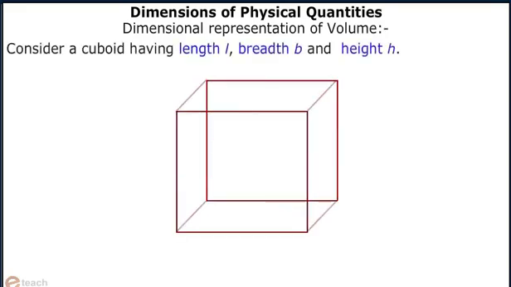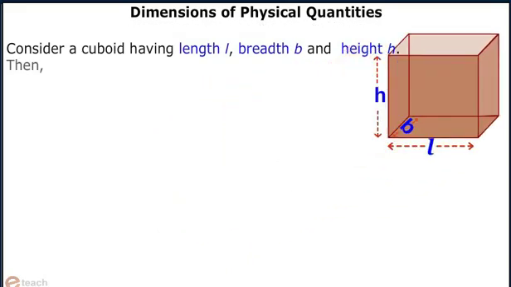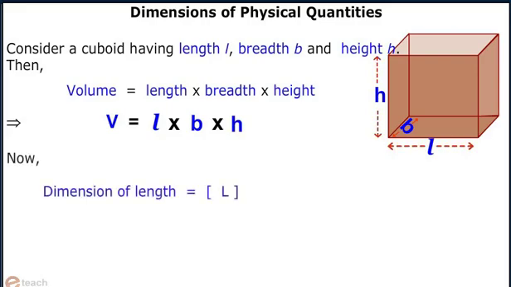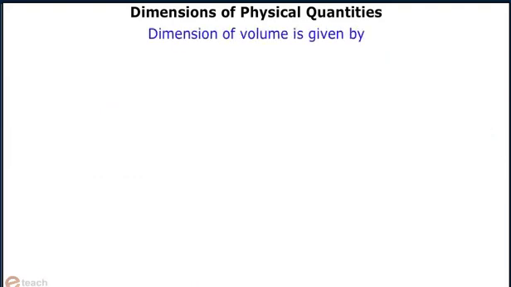Dimensional representation of volume. Consider a cuboid having length L, breadth B and height h. Then volume equals length into breadth into height. From the figure, we get capital V equals L into B into h. Now, dimension of length equals L, dimension of breadth equals L, and dimension of height is also equal to L. Dimension of volume is given by L into L into L, which is equal to L cube.